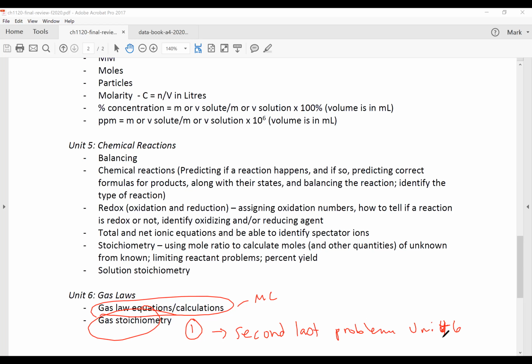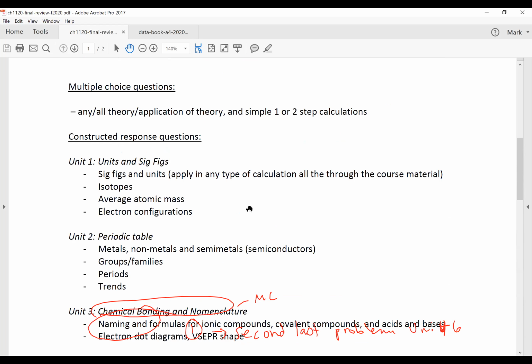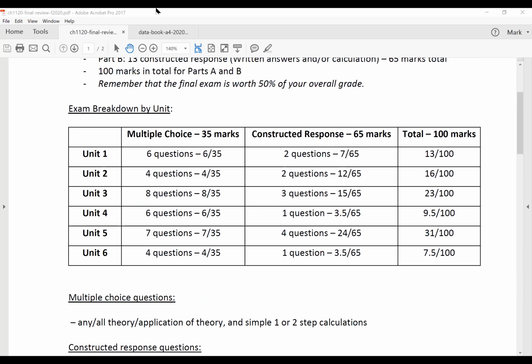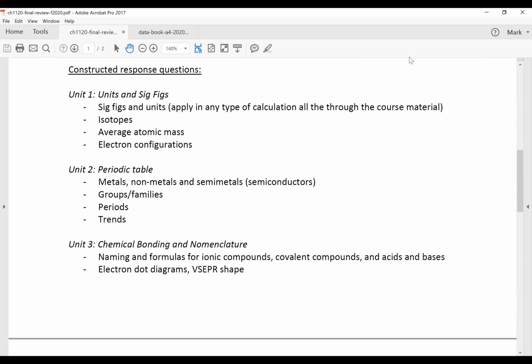This is honestly a really good study guide. If you know everything on this study guide, you're guaranteed to get a 90, 95, even 100 on your final. This is literally everything you need to know. There are some theory questions in your multiple choice, so you will probably want to look at your worksheets. Your worksheets are really good. But other than that, this is basically what you need to know.